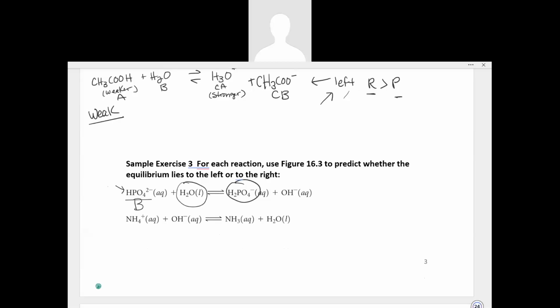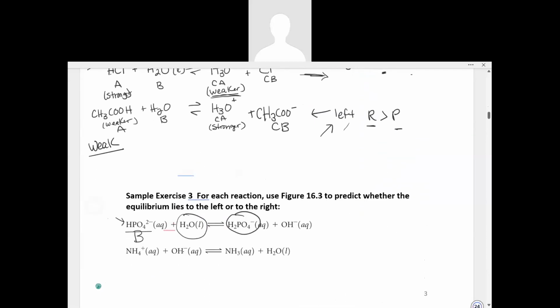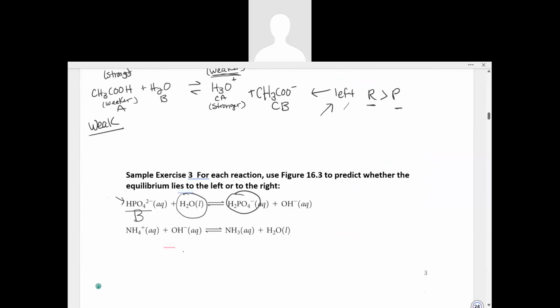So let's take a look. Let's look at our table above. And if you recall, we have H2PO4 negative. So that's here, and water is down here. So it looks like this is our stronger acid. We're going to move away from our stronger acid. So we're going to shift left here, and we note that we're going to have more reactants than products at equilibrium. Let's take a look at this second example here.